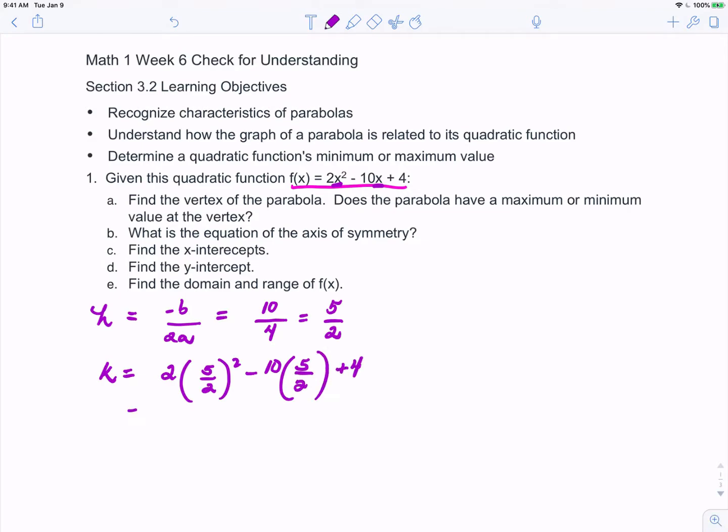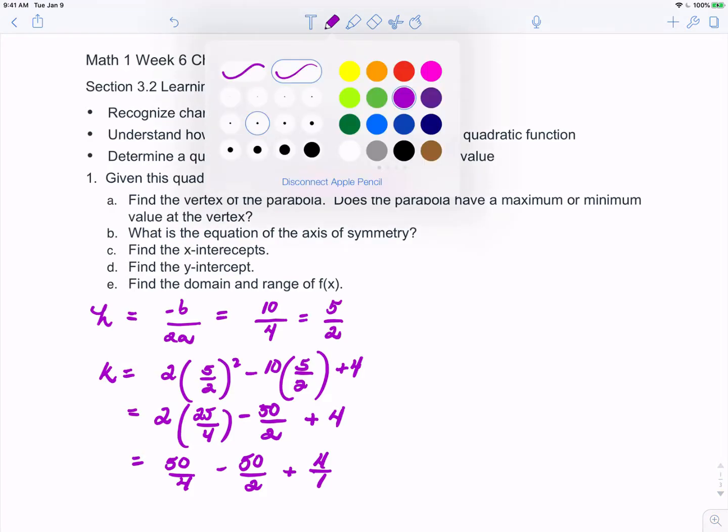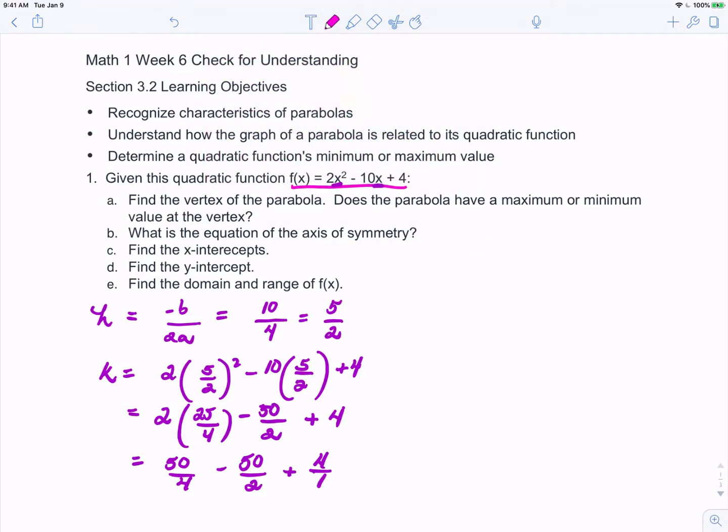And so let's go ahead and work that out. That's 2 times 25 over 4 minus 50 over 2 plus 4. If we distribute here, we have 50 over 4 minus 50 over 2 plus 4 over 1. I'm just writing that as a fraction, getting ready for a common denominator. So the common denominator is going to be fourths, so we'll multiply everything by 4.